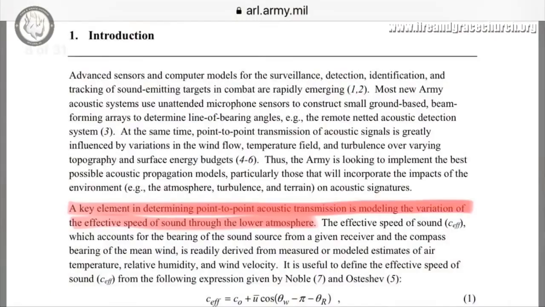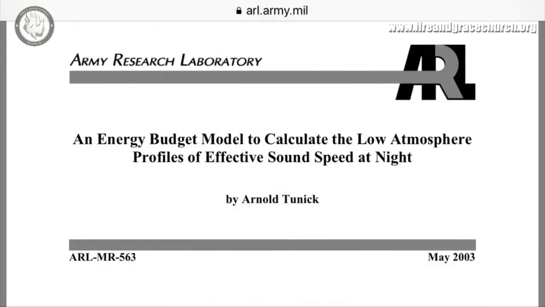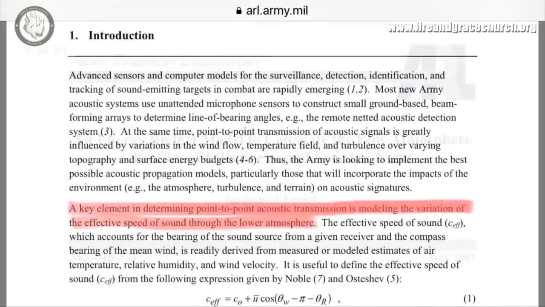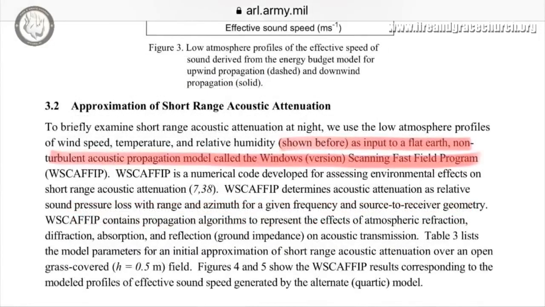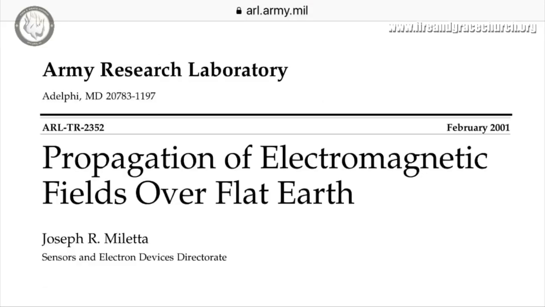Look at this. A key element in determining point-to-point acoustic transmission is modeling the variation of effective speed of sound through the lower atmosphere. Oh, did I forget this? Oh, yeah, Army Research Laboratory. This is another one: calculating low atmosphere profiles, sound speed at night. So calculating sound speed, all right? Pretty important stuff. It says to briefly examine short-range acoustic attenuation at night, we use low atmosphere profiles of wind speed, temperature, and relative humidity shown before as input to a flat Earth non-turbulent acoustic propagation model called the Windows version scanning fast field program. Propagation of electromagnetic fields over flat Earth.